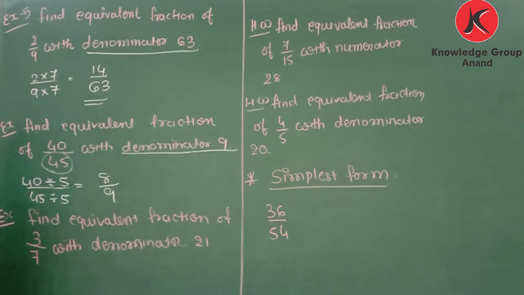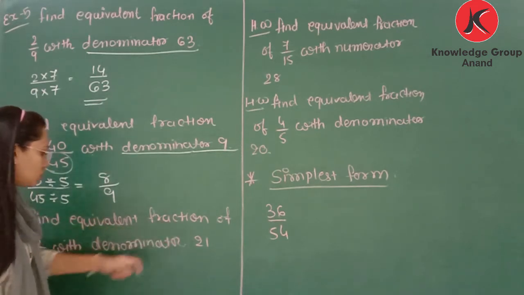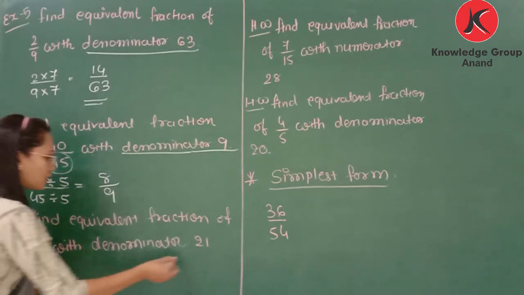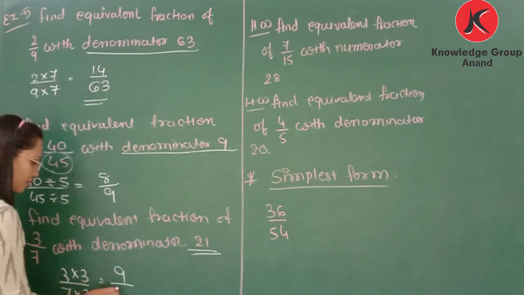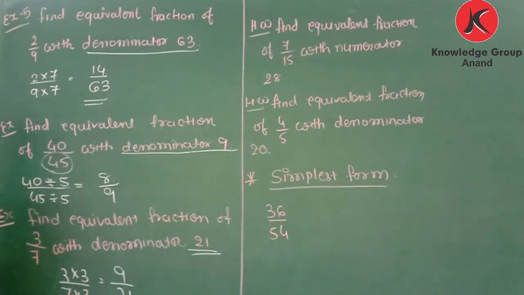Okay. Now next one. Find equivalent fraction of 3 by 7 with denominator 21. Now from 7 you need to make 21. Means smaller to bigger. It means you need to multiply 7. Now which number we should multiply with 7 to get 21? So 7 3s are 21. Same number in a numerator. So that is 9 by 21. So this is the equivalent fraction of 3 by 7 with denominator 21.